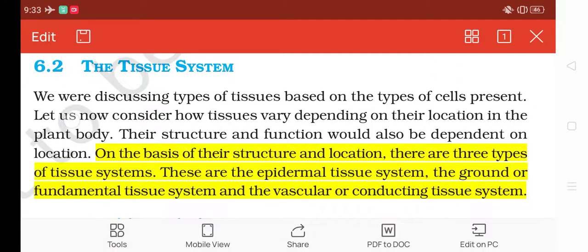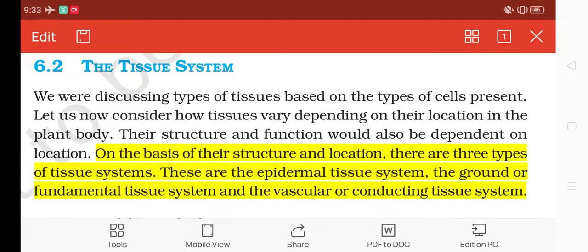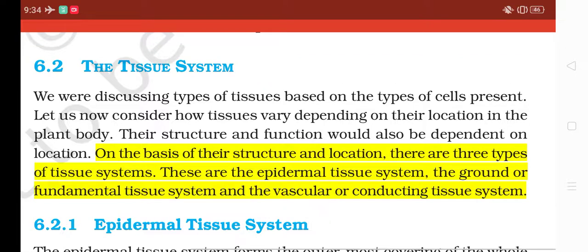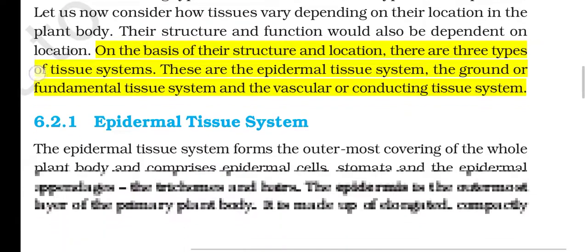6.2 Tissue system. We were discussing types of tissues based on types of cells present. Let us consider how tissues vary depending on their location in the plant body. Their structure and function would also be dependent on location. On the basis of their structure and location, there are three types of tissue systems. These are epidermal tissue system, the ground or fundamental tissue system, and the vascular or conducting tissue system.